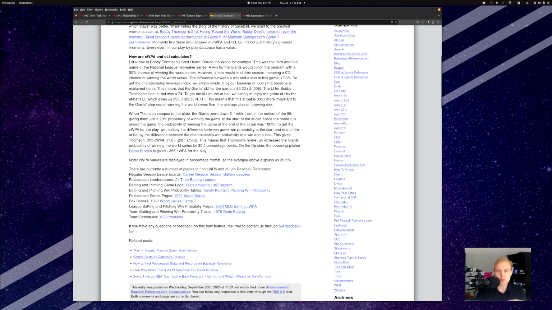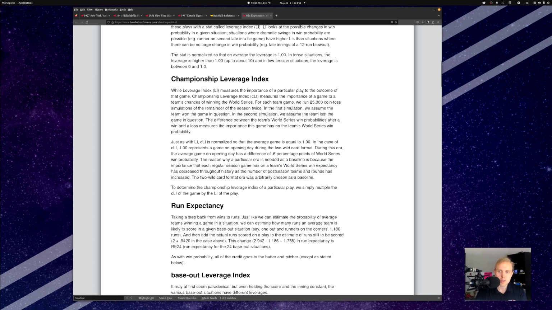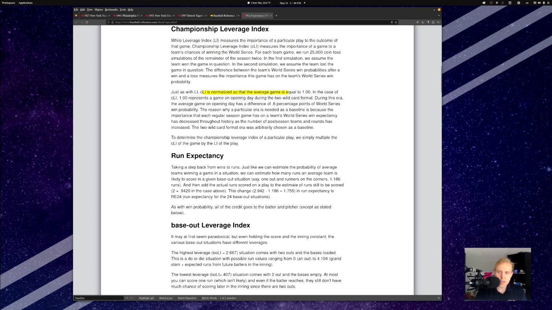My big problem here, though, comes from where this baseline of 0.006 comes from. So you click here, you get this page, win expectancy, and then you scroll down to championship leverage index. It explains this in general. CLI is normalized so the average game is equal to 1. That's good. In the case of CLI, 1 represents a game on opening day during the 2 wildcard format.